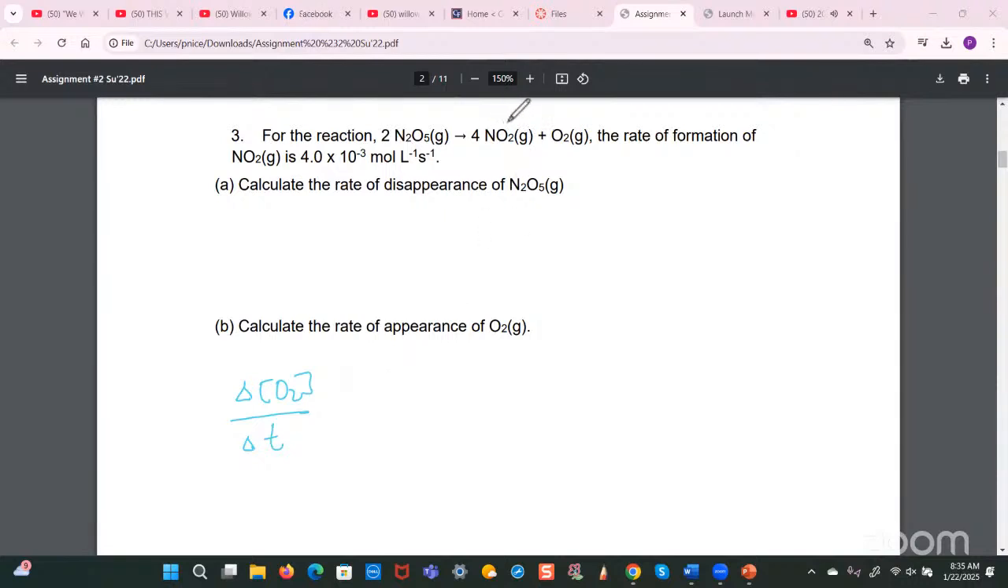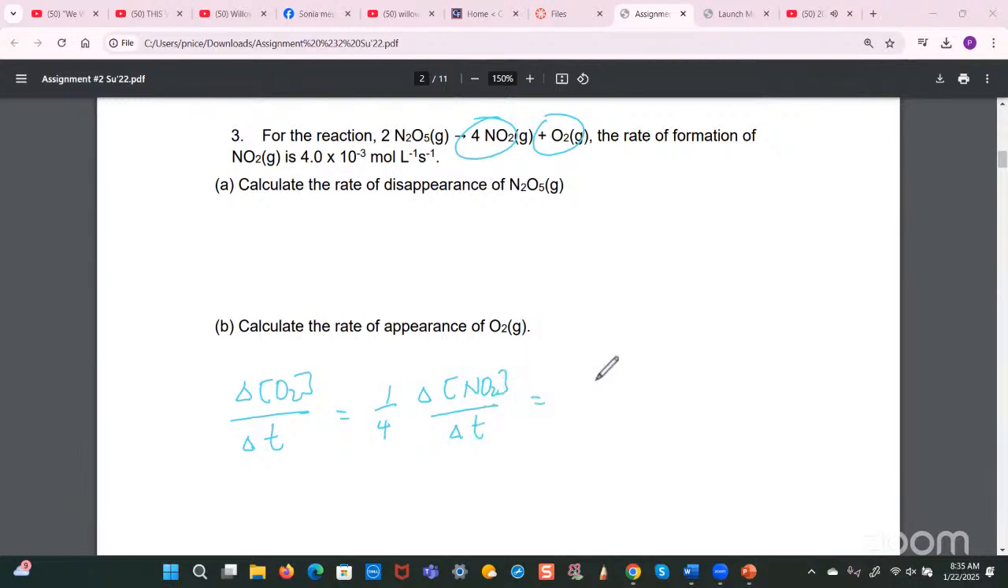Now, if we look at the relationship stoichiometrically between NO2 and O2, it's a 4-to-1 ratio, right? So basically, we can say that the rate of formation of O2 will be equal to 1/4 times the rate of formation of NO2, right? So basically what this is saying is that NO2 will be formed 4 times faster than O2.